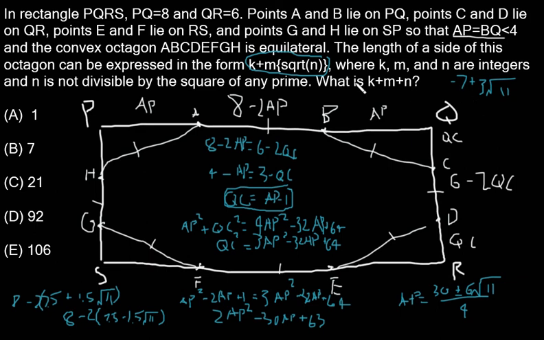And so now they want us to ask, what is k plus m plus n? Well, here k is going to be our 7, m is going to be our 3, n is going to be our 11. So we just add these up. So negative 7 plus 3 is negative 4. Negative 4 plus 11 is 7, and we have our answer 7 right here.